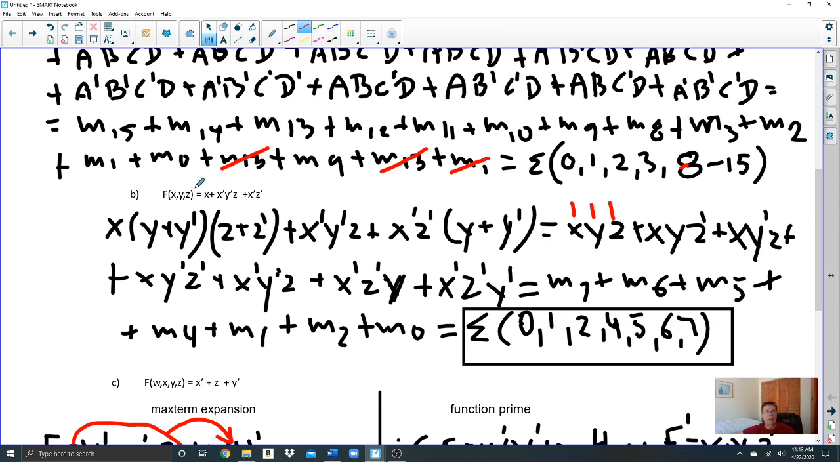That means this function right here can be expressed in this form. So we have two forms of expressing the function. Why do we need this? Look at this function. This is an algebraic expression. We're going to use this algebraic expression when we build a circuit using basic gates like AND gate, OR gate.